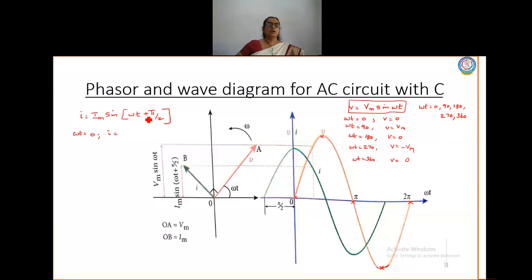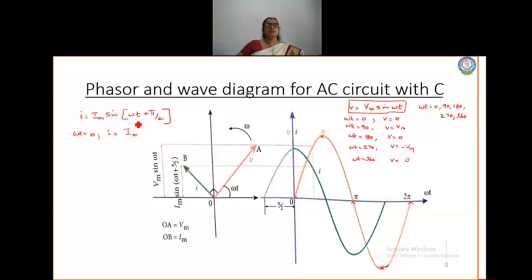Okay, 0 plus pi by 2. Pi by 2 here is 180 by 2, which is 90. So 0 plus 90 will be 90. So sine 90 will be 1. 1 into Im will be Im. So the value of current will be Im.